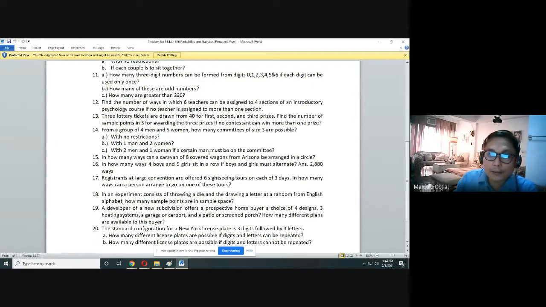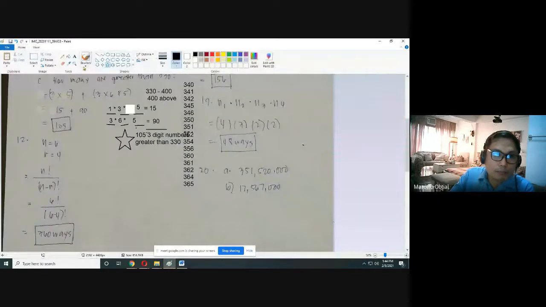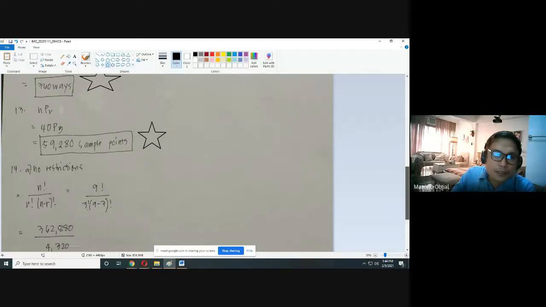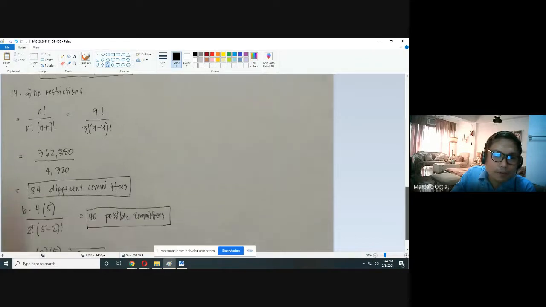Number 13, this is similar with our sample problem, tama ba? Yung 20 na tickets, kukuha ka ng dalawa ba yung tatlo? In this problem, there are 40 na tickets, tatlong slots, okay? Yung same lesson tayo. Kaya siya NPR. May slots. How about number 14?